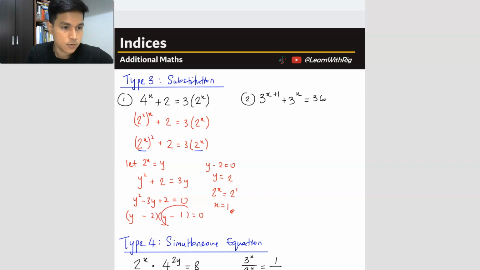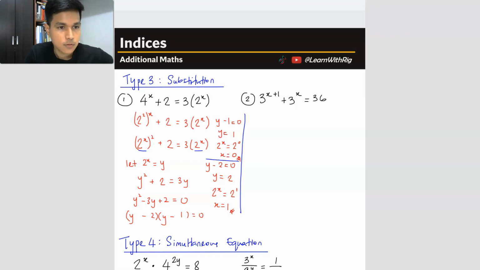Then you have to do the second one as well. y minus 1 equals to 0, so y equals to 1. y is 2 power x, which equals 1. Remember I told you just now, you can change it to the same base, so 1 is 2 power 0. That means x is equals to 0. So you've got two answers here. Clear? Now let's see a harder question.